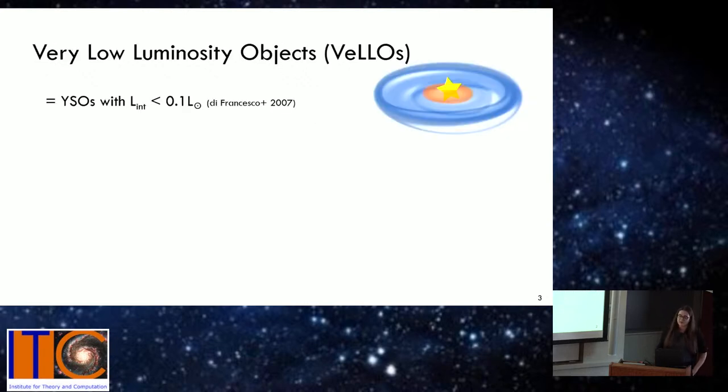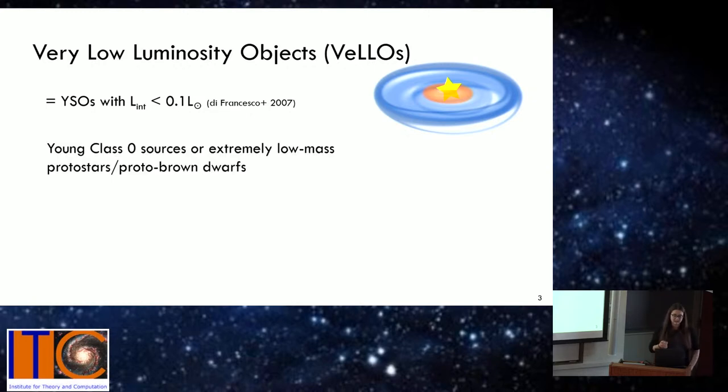And by definition, a VeLLO is defined as a young stellar object that has an internal luminosity that is smaller than 0.1 solar luminosities. And it is still a bit of a debate what exactly those objects are. So they are either young Class 0 sources or extremely low mass protostars or even proto-brown dwarfs. And another explanation for the nature of a VeLLO is that they are actually the quiescent phase of the episodic accretion process. So in the first cartoon here, you have your central protostar.